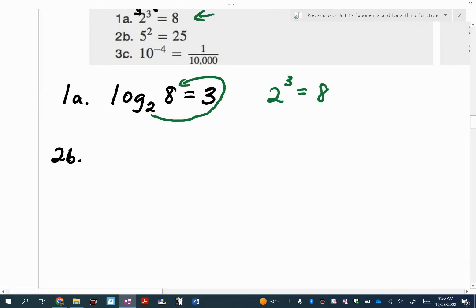Okay, 2b, log base 5 of 25 equals 2. Try to practice this. I know it's tough without lines, but try to practice this as your log, your argument, and your exponent, which is after the equal sign, should all be written normally on the line, and your base should be a subscript a little bit smaller and below. All right, so that's log base 5 of 25 equals 2.